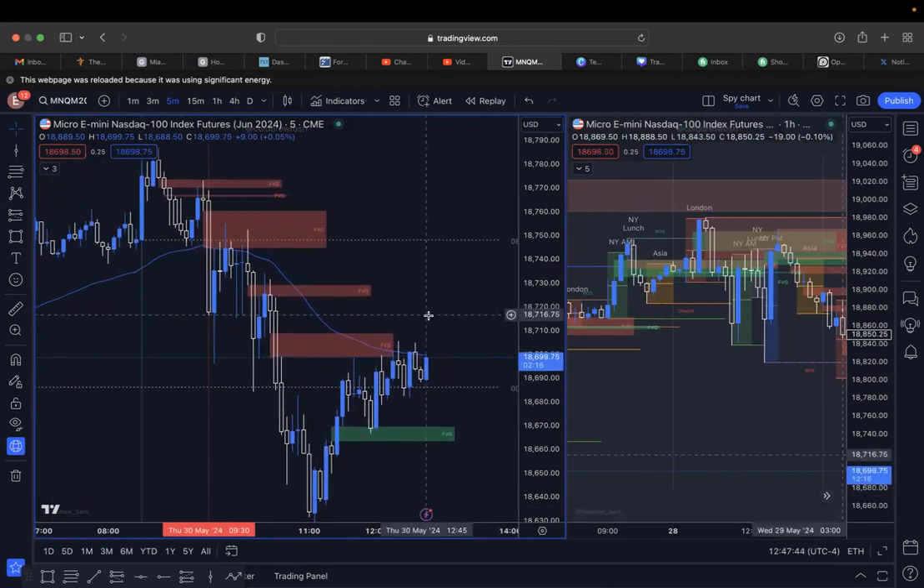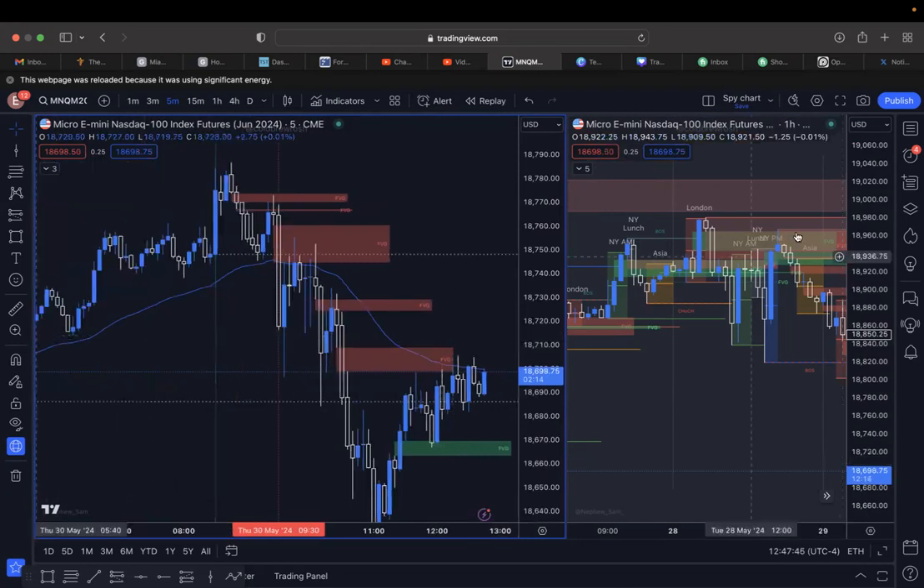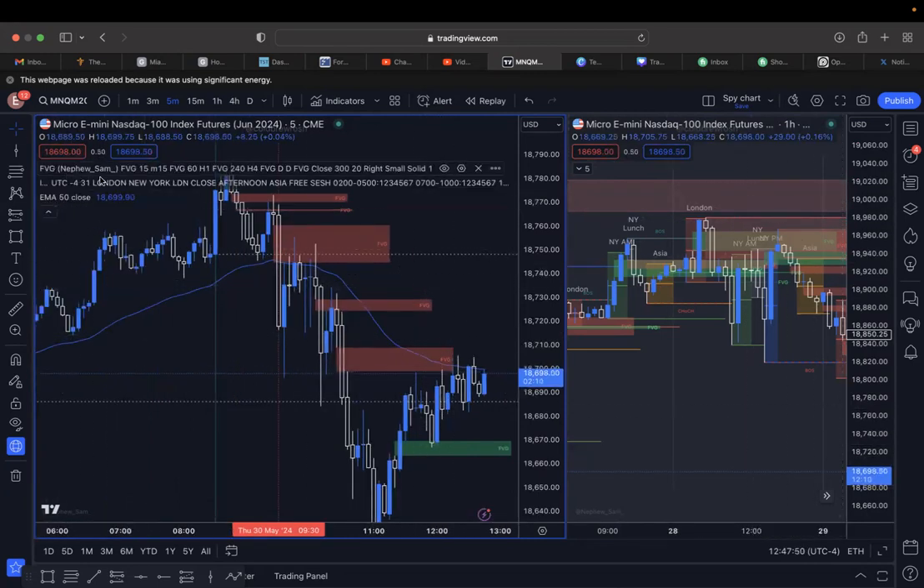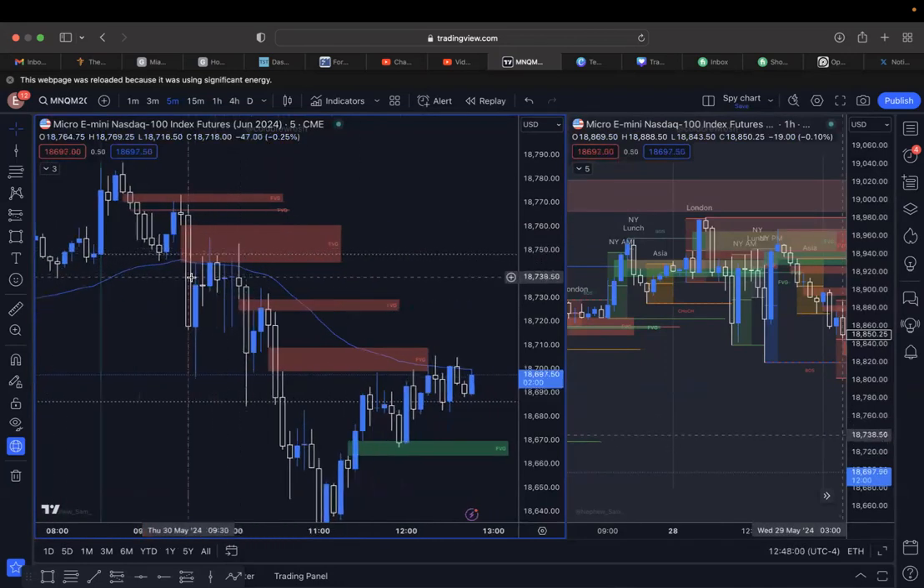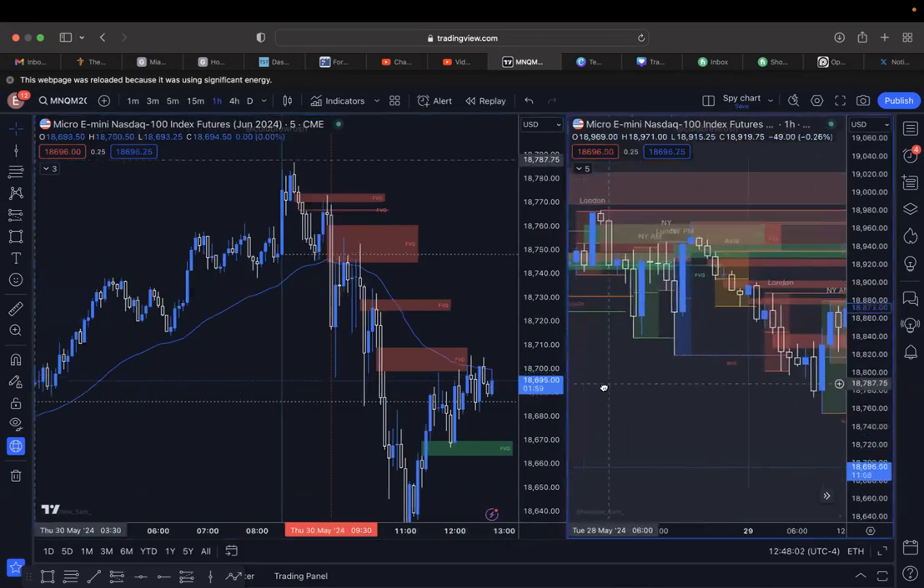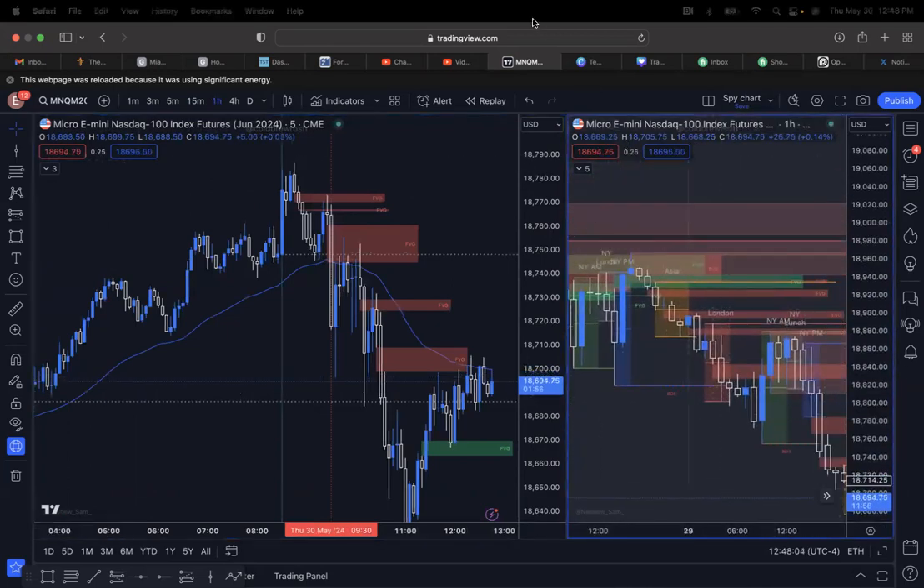I love them. I like the colors on my chart. I like things to stick out to me. And yeah, Nephew Sam's fair value gap, ICT Everything and ICT Sessions. EMA 50 is the best one, I think. There's 20, there's 9. I tried them all. The 50 respects ICT the best. And Smart Money Concepts by Lux Algo. There you are.